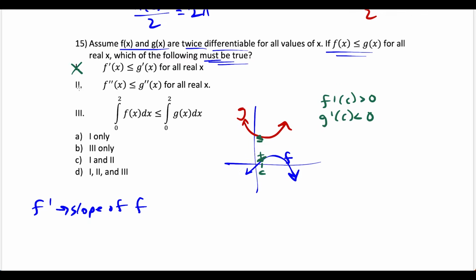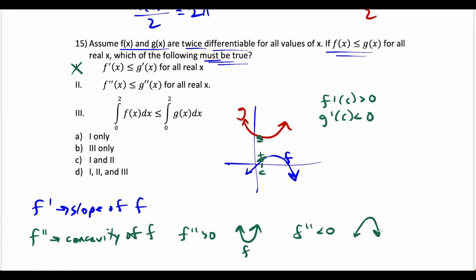And now for the second one here, Roman numeral 2, just know that f double prime tells you the concavity of f, which tells you the shape. So if f double prime is positive, this is going to mean the graph of f is smiling at us. Whereas when f double prime is negative, that means the graph of f is frowning at us. So looking at this here, the way I drew this piece concave down and this one concave up, but I could just as easily draw this a different way.